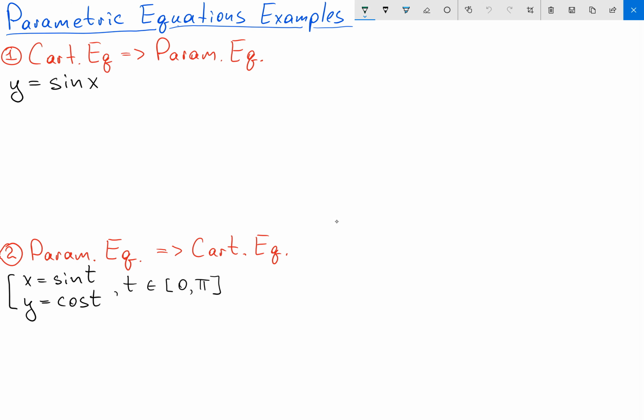Hello everyone, in this video I want to discuss examples of parametric equations. For my first example, I want to show, if I'm given a Cartesian equation, in this case just a single variable function, how to find the corresponding parametric equations of my function. And the way we do this, you remember, is you just need to take a variable x and make it dependent.